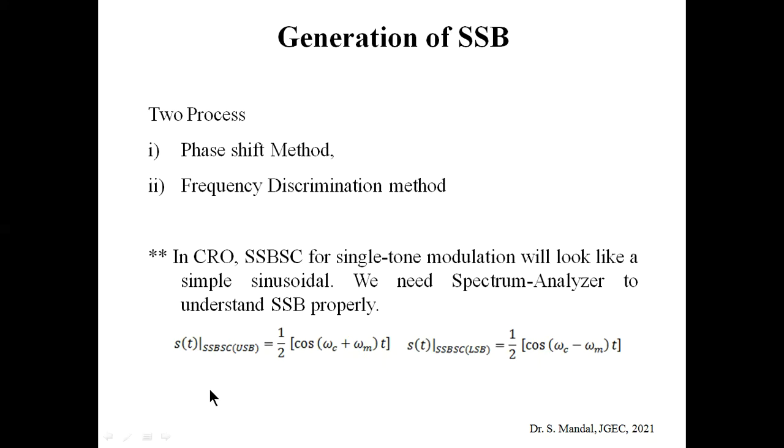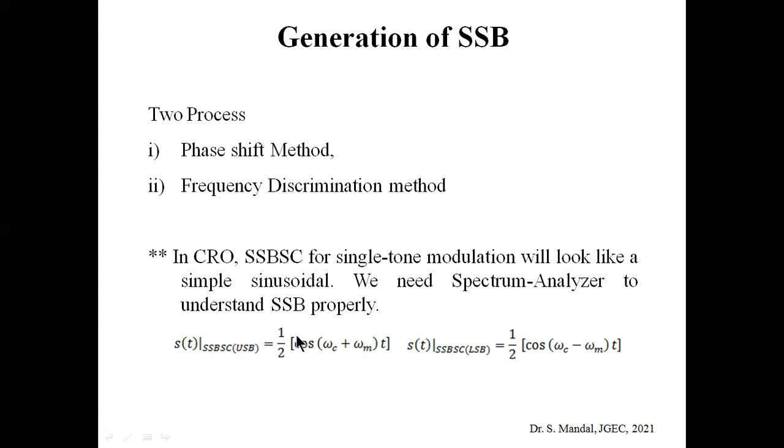Okay, before starting the generation, the process for the modulation of SSB, here an important fact should be noted down. We have seen the time domain representation of DSB, where we can see that the envelope has been varied according to the modulating signal, and we can see the respective waveform for over modulation, under modulation, and critical modulation, where the envelope is varied according to the message signal. But if we observe the SSB SC signal in CRO, then what will happen? What will it look like?